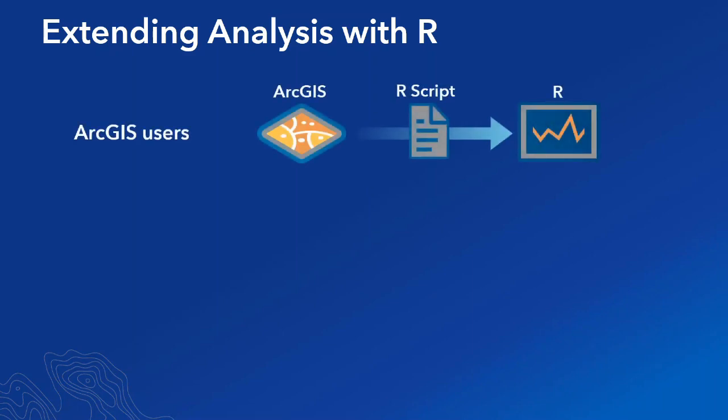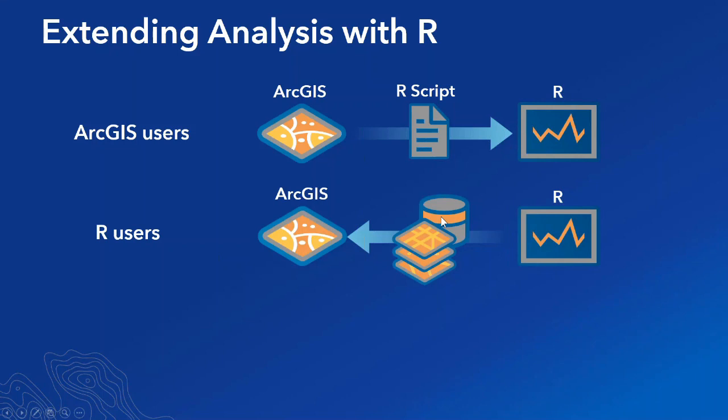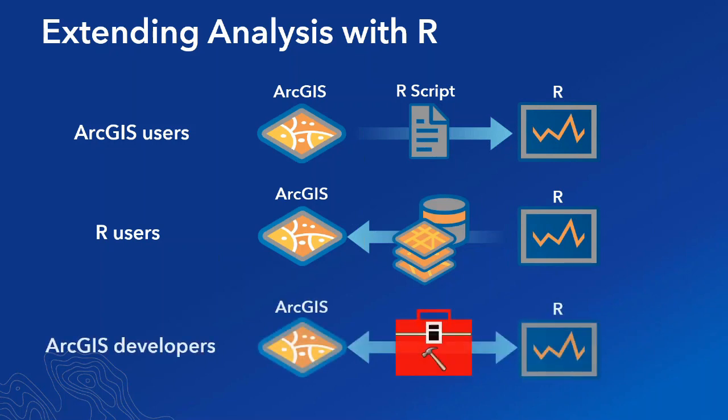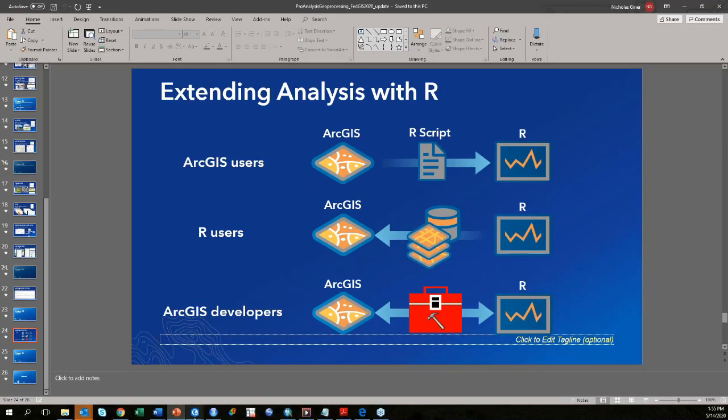So there are three main patterns of use here. The R Bridge can be used by ArcGIS people to access thousands of open source statistical packages in R and apply them to their spatial data. It can be used by R users to access the spatial data storage, visualization, and spatial analysis capabilities of ArcGIS. And it can be used by ArcGIS developers to create custom geoprocessing tools that leverage R functionality.